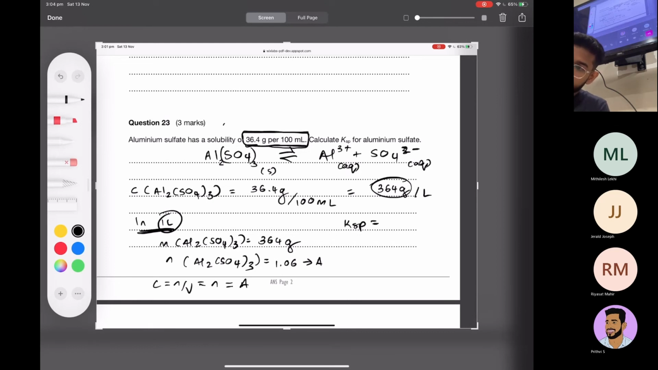KSP is equal to, if this is X, what's the concentration of, sorry, we didn't balance this equation, so we're about to balance this one. All right, I'll help you out here. 2, 3. All right, so KSP is equal to, you'll agree, for every X moles per liter of aluminium sulfate, we have 2X moles per liter of aluminium, and how much sulfate? 3x. Does everyone see that? Because it's stoichiometric ratio.